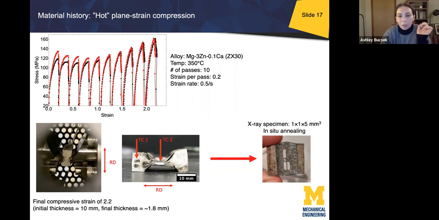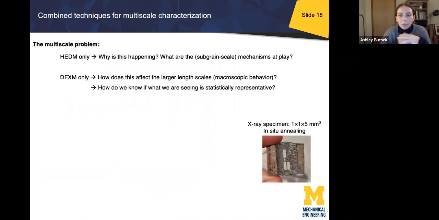So before I tell you about the experiments that we did, I just want to talk a little bit about our thought process behind how we design these experiments. And this is the multiscale problem that a lot of people have been talking about these past couple of days. If we do some sort of high length scale characterization like HEDM, then we're left with the questions, well, why is this happening? We see what's happening, but what are the subgrain scale mechanisms at play?